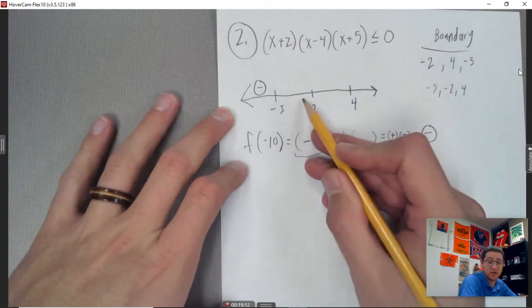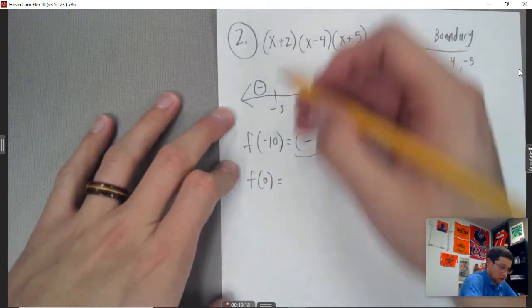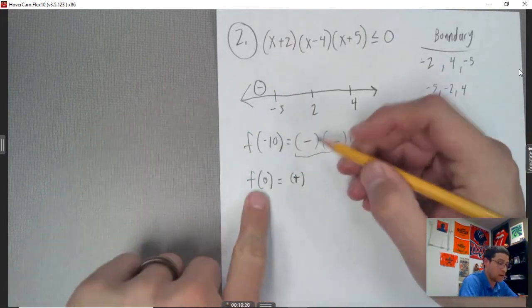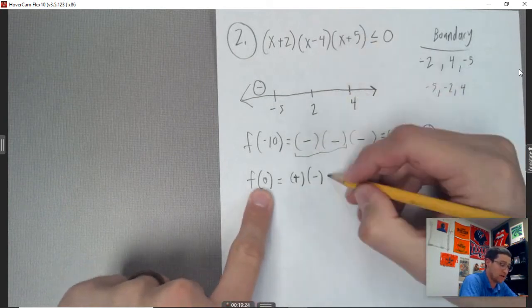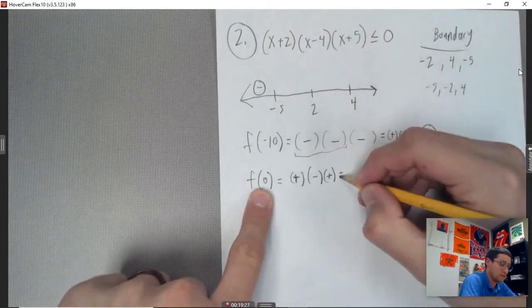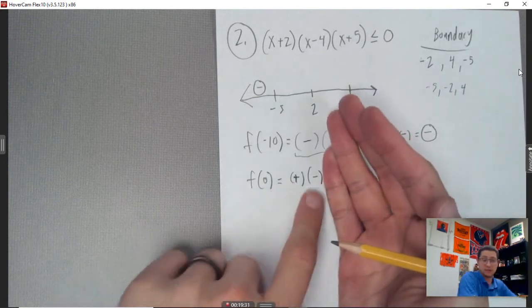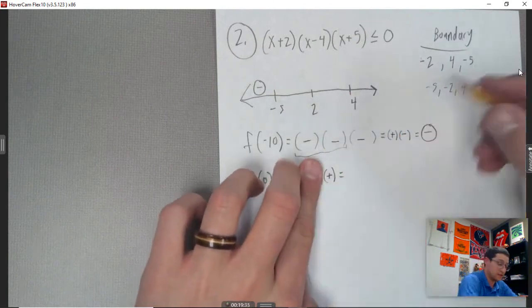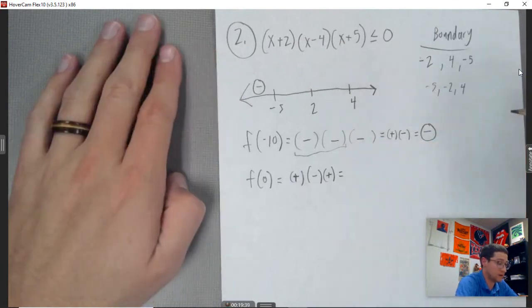I need a value in between. I'm going to use my 0. So 0 plus 2, that's positive. Then we've got 0 minus 4, that's negative. 0 plus 5, that is positive. All right? So I've got a positive times a negative. Just this to the left of my hand, that's a negative. So a negative times a positive. This is going to be a negative. And I feel like I made a mistake.